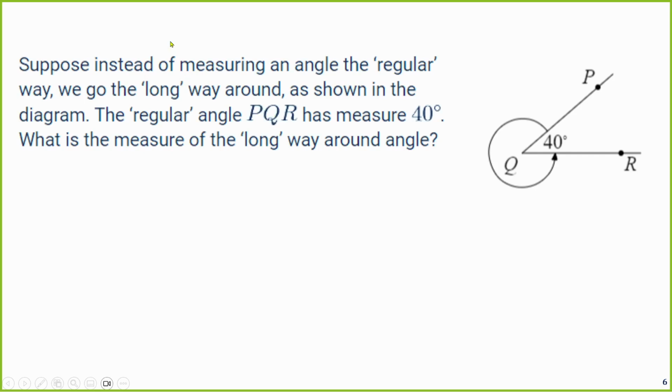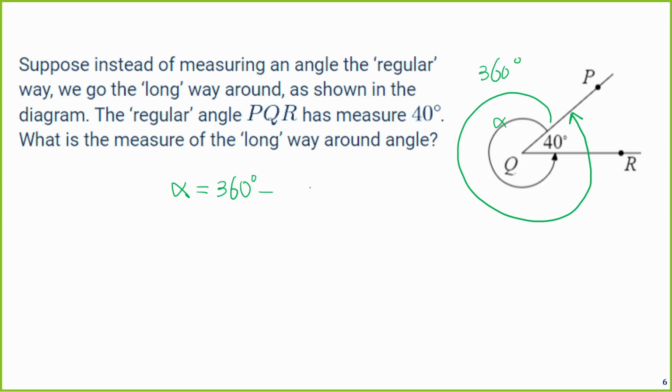No, okay. Let's see another quick quiz. Suppose instead of measuring an angle the regular way, we go the long way around as shown in the diagram here. The regular angle PQR has measure 40 degrees. What is the measure of the long way around the angle? Again, the question is pretty straightforward, right? Because we know one full revolution is 360 degrees. So here, let's call this angle alpha. Then angle alpha should be 360 degrees minus the 40 degrees here, which gives us 320 degrees. Any questions?